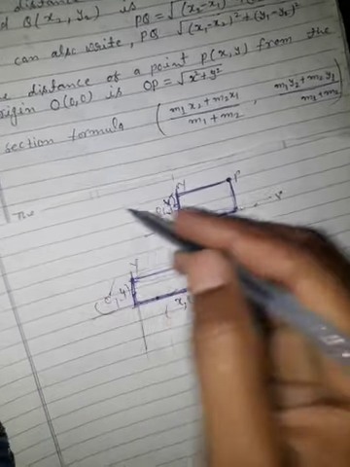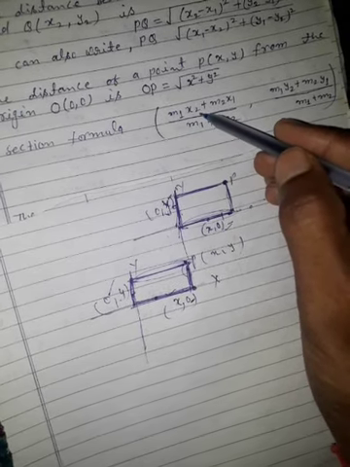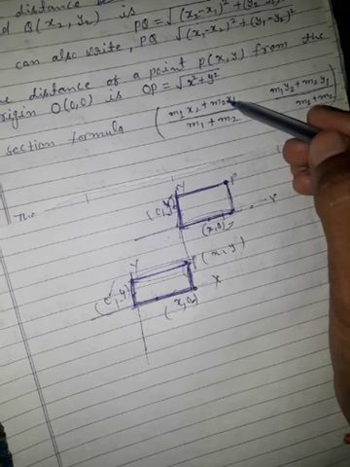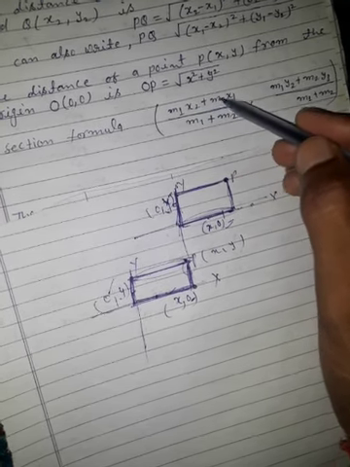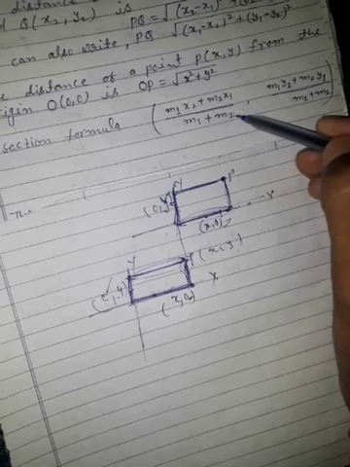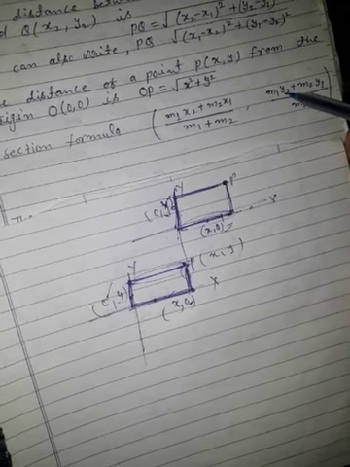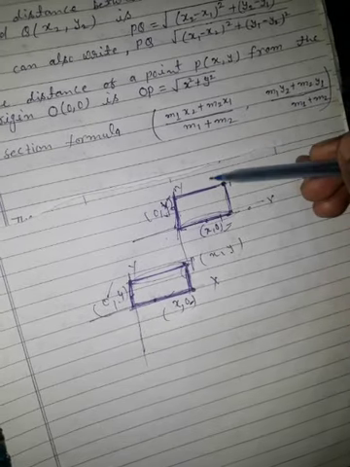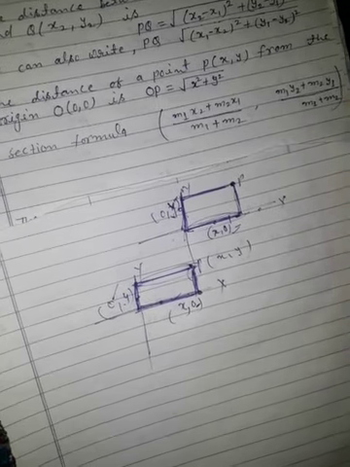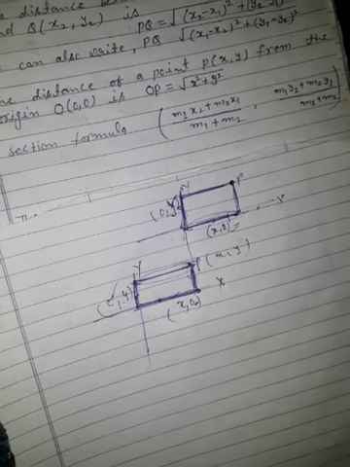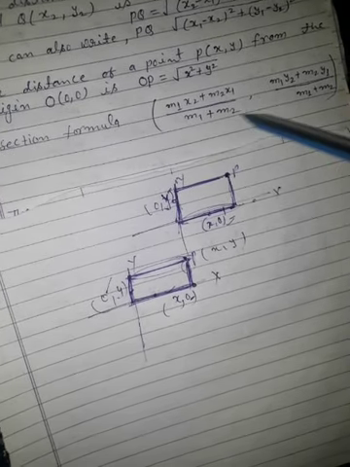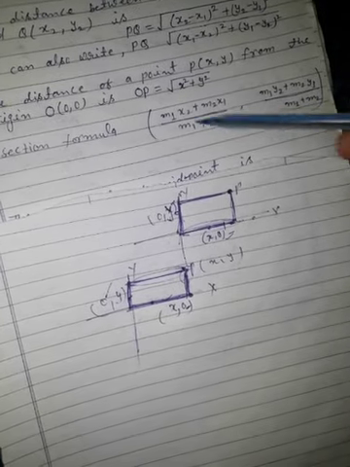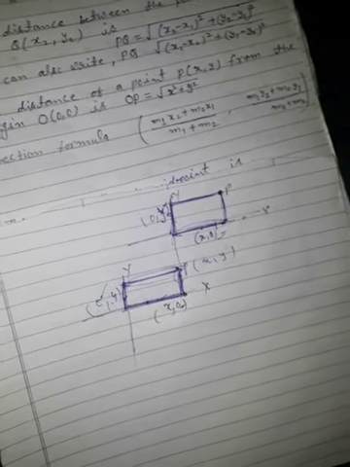Section formula: (m1 x2 plus m2 x1) upon (m1 plus m2), (m1 y2 plus m2 y1) upon (m1 plus m2). Here m1 and m2 are the ratio of points. This point divides a line segment in the ratio m1 to m2.